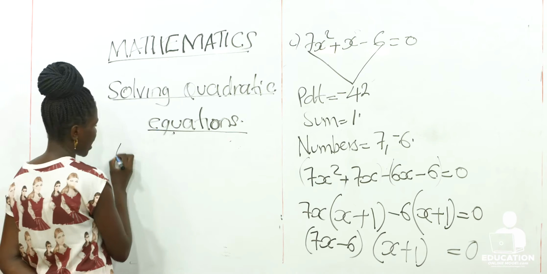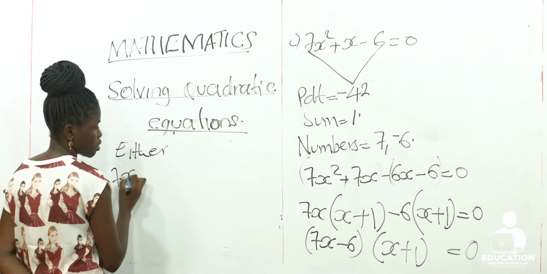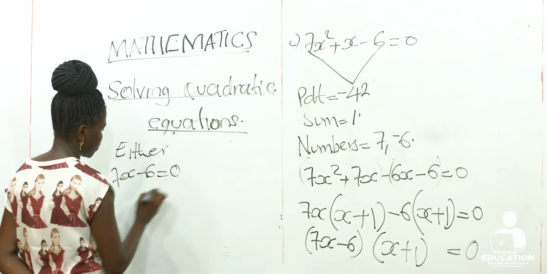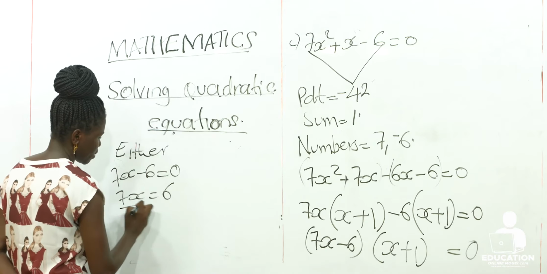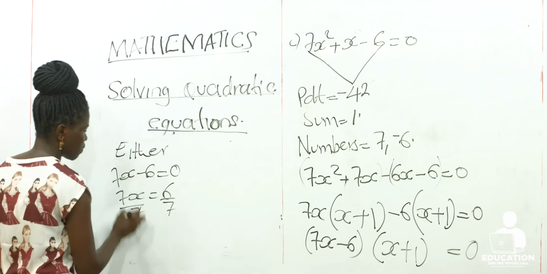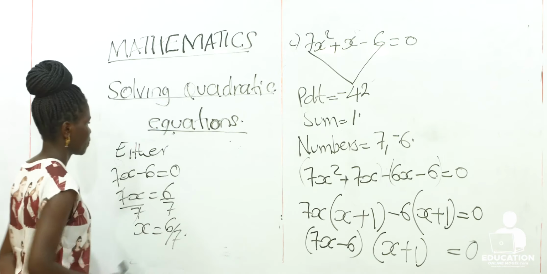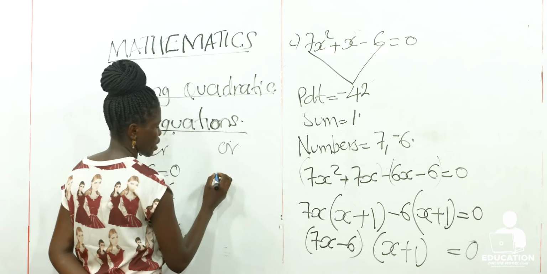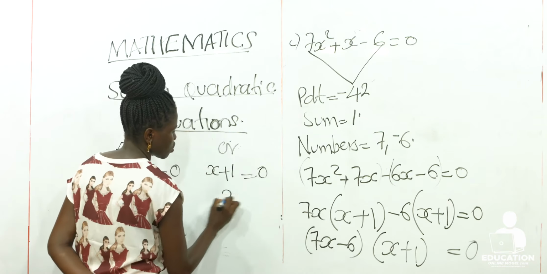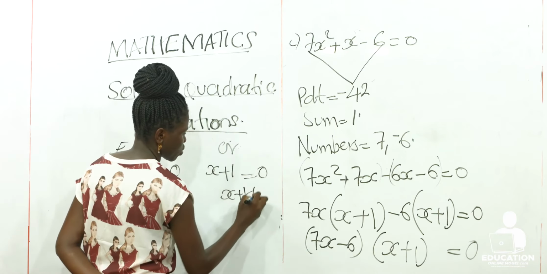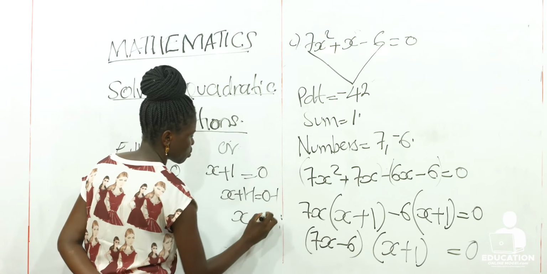So we are saying it's either 7x minus 6 is equal to 0, and we shall have 7x is equal to 6, and then we divide both sides by 7 because we want the final value of x, and we shall have x giving us 6 over 7, or we are saying x plus 1 is equal to 0. So we shall have x plus 1 minus 1 is equal to 0 minus 1. And finally, our value of x will be negative 1.